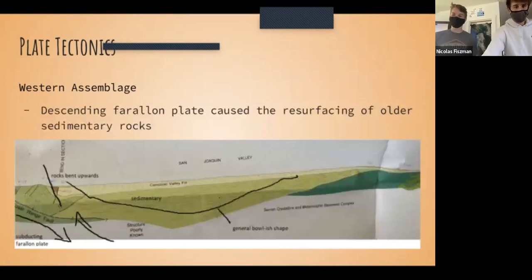And here's a diagram that represents how these western rocks were bent upwards by the Farallon plate subduction. As you can see on the left, these rocks were bent upwards at a pretty steep angle, which is why you can see them on the surface.